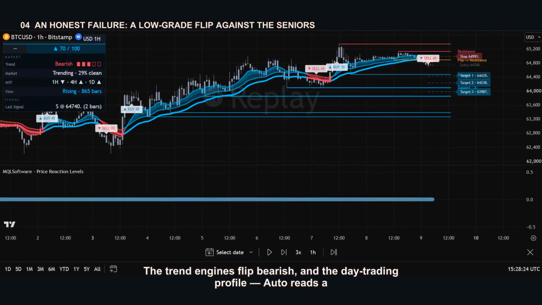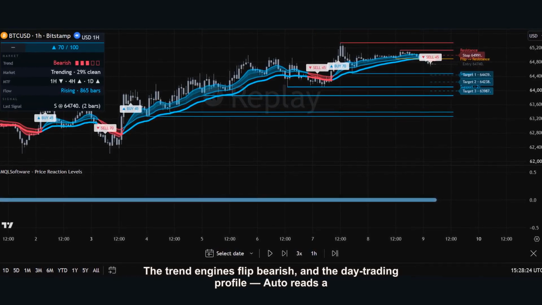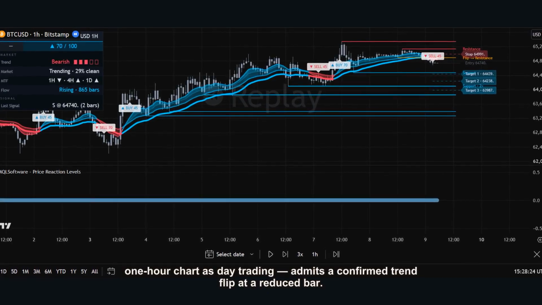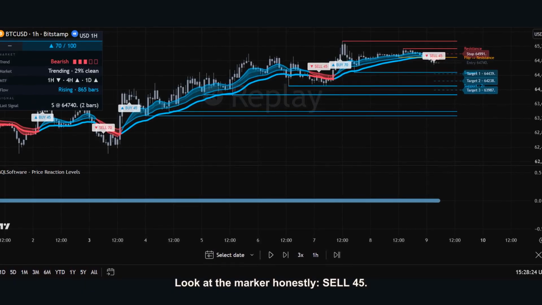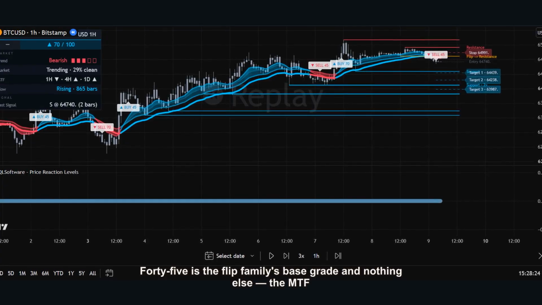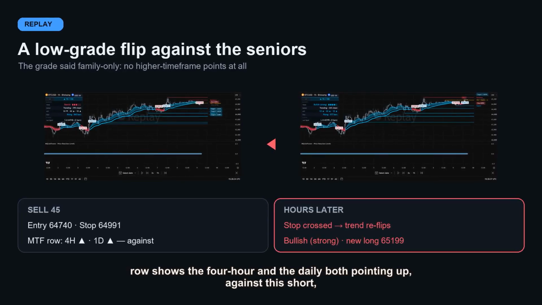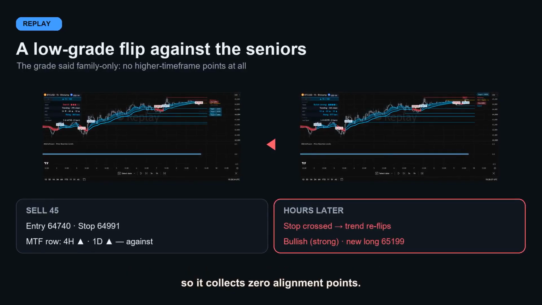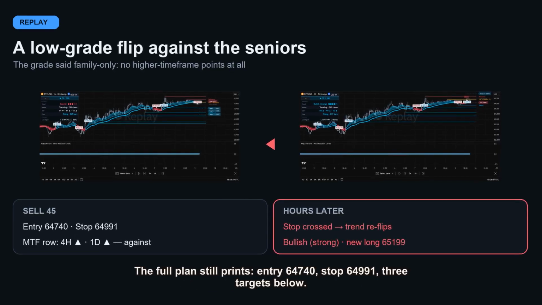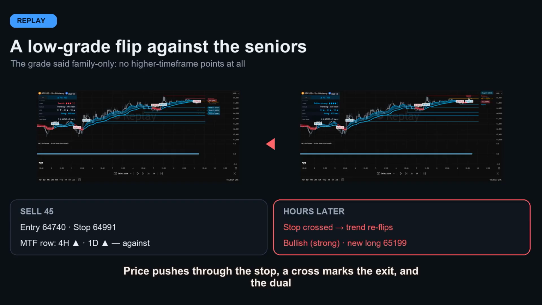August 9th. The trend engines flip bearish, and the day trading profile, Auto, reads a 1 hour chart as day trading. It admits a confirmed trend flip at a reduced bar. Look at the marker honestly. Sell 45. 45 is the flip family's base grade and nothing else. The MTF row shows the 4 hour and the daily both pointing up against this short, so it collects 0 alignment points. The full plan still prints. Entry 64,740, stop 64,991, 3 targets below. Hours later, the market answers.